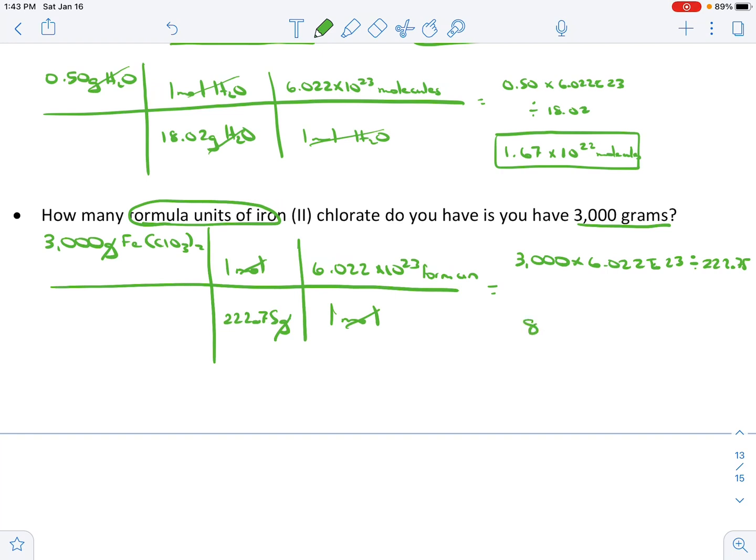Ooh, yeah, 8.11 times 10 to the 24th. And we're going to label that formula units. And we knew that because that's what we circled. That's the other reason I circled, because sometimes I forget what I'm labeling. So I always go back up here. Oh, this is what I circled. So that's what my label is.